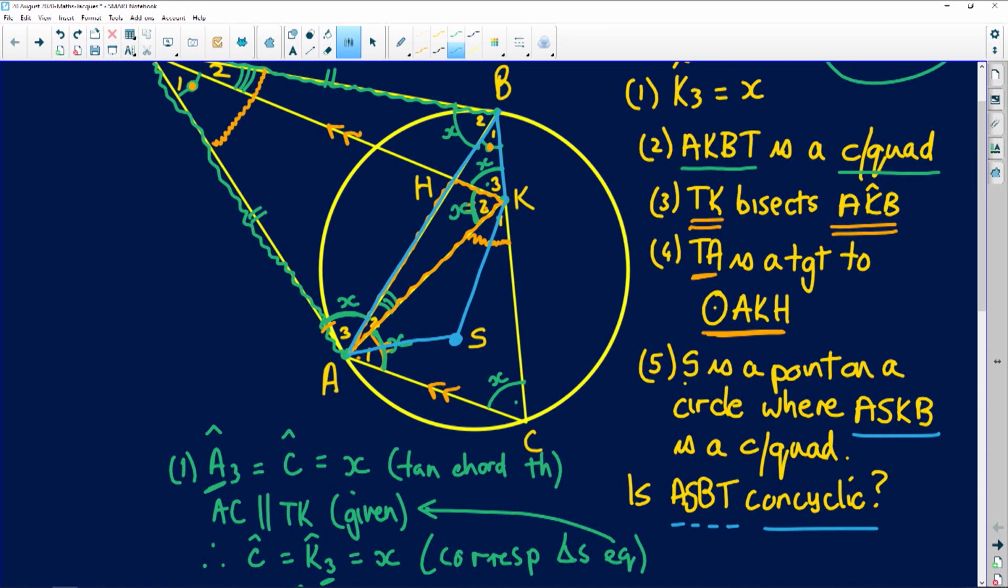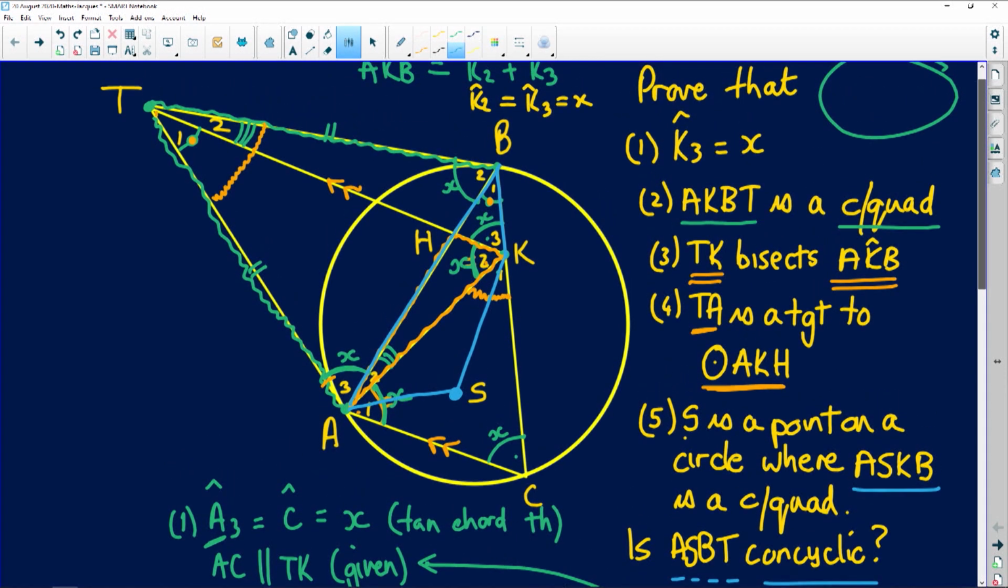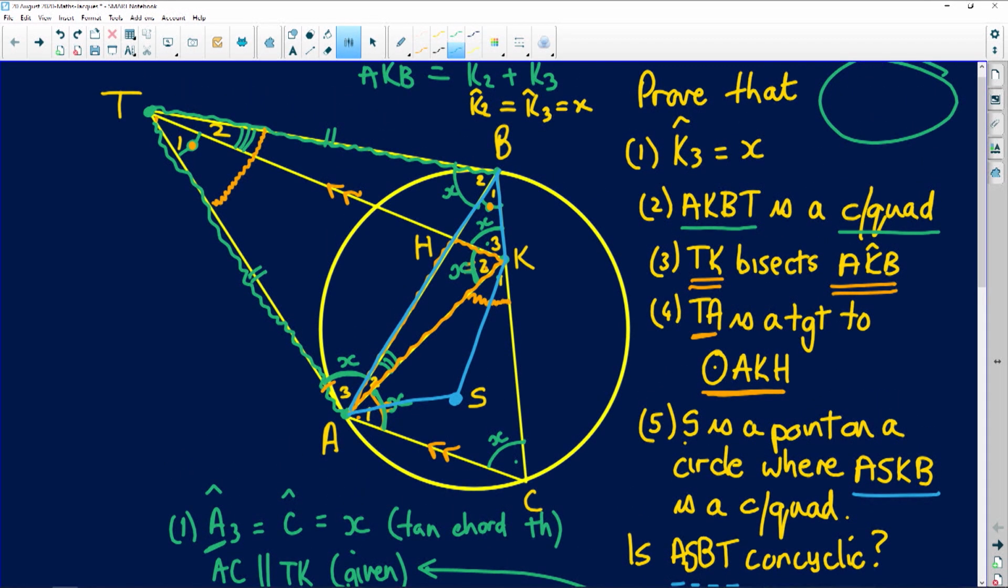Then they're asking us, and let me go up a little bit, is ASBT, is that a cyclic quad? Is the question that we have to answer now. Okay, folks, so let's see how we're going to answer this. I'm going to talk you through it by looking at the diagram, and then we can write it out.